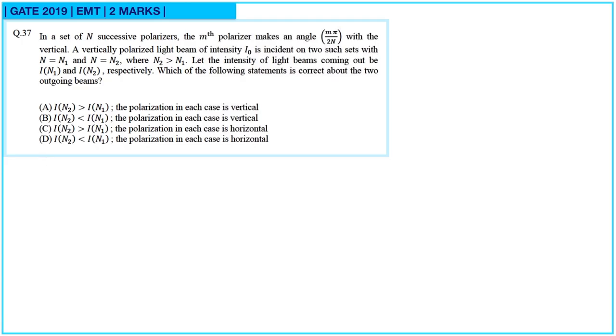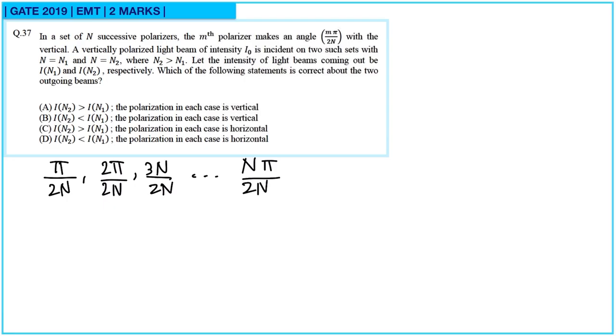Here, first you can substitute value of m. So first will be pi by 2n, next will be 2 pi by 2n, next will be 3 pi by 2n, and so on up to last will be n pi upon 2n. So last one will be pi by 2. Now formula is I is equal to I0 into cos square theta, where theta is angle between two successive polarizers. Now difference here will be pi by 2n in each case.